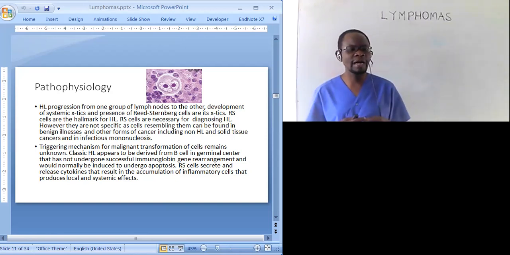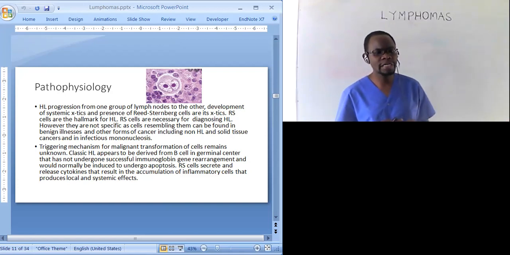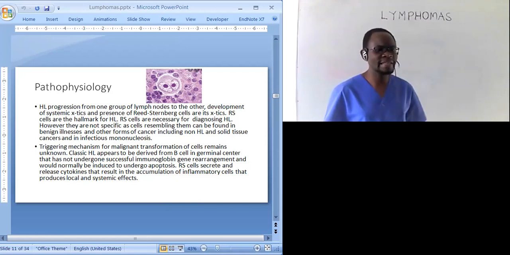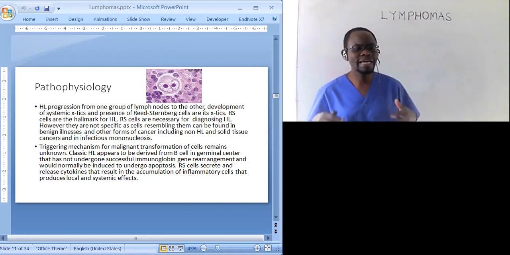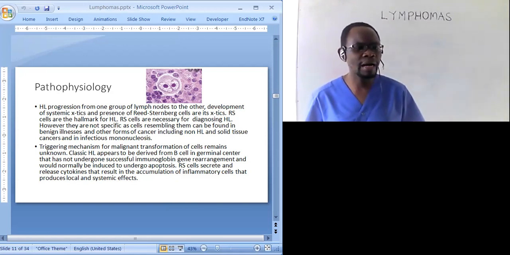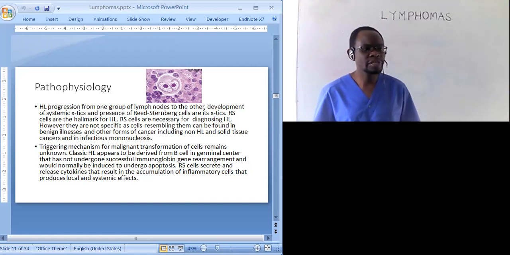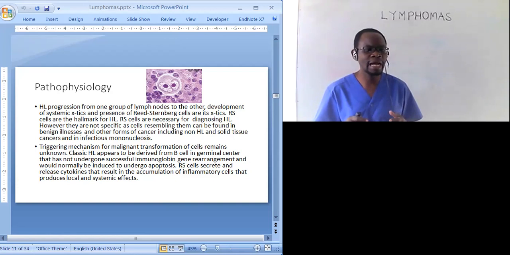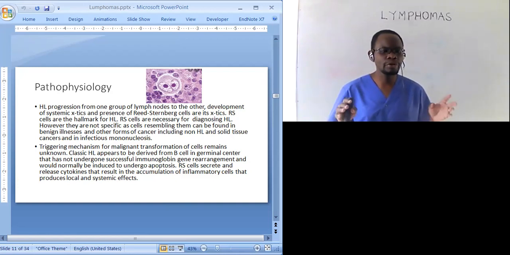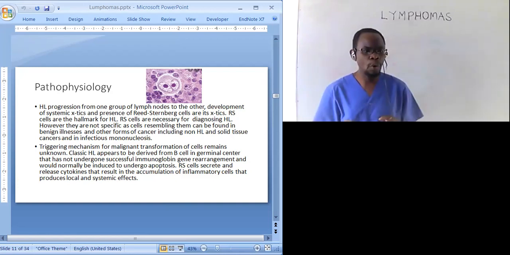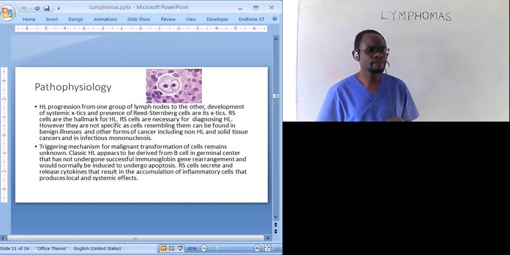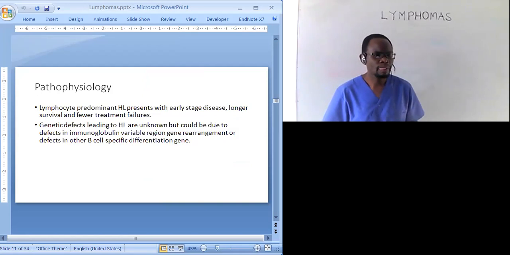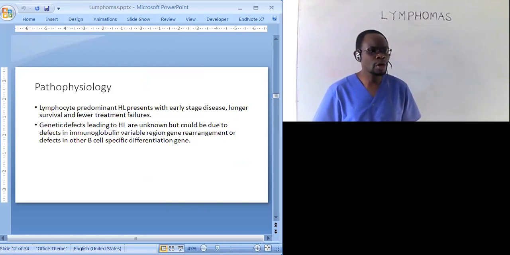However, in this particular Hodgkin's lymphoma, you can see in the slide the characteristic Reed-Sternberg cells. Reed-Sternberg cells are basically giant cells with two nuclei, looking like an owl's eye. Those are Reed-Sternberg cells.